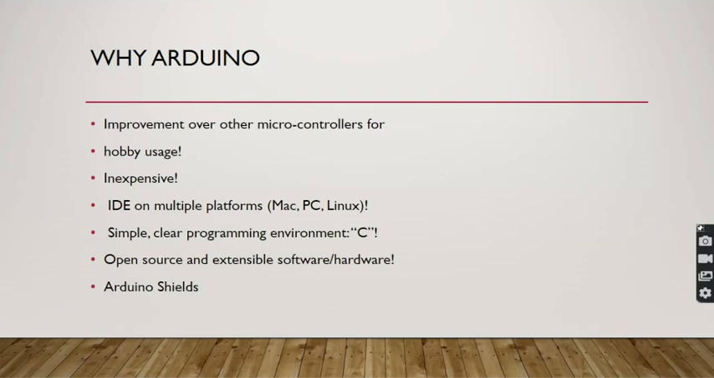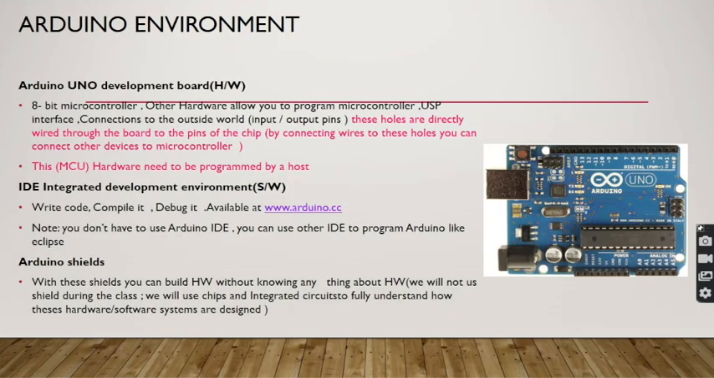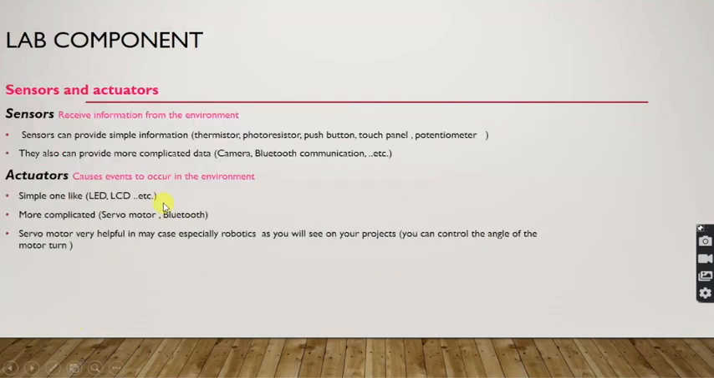Also, in the next semester, I will teach you the second course of embedded systems, where we will explore the FPGA. So the Arduino is a very good place to start. The Arduino environment consists of three parts: the Arduino Uno board, the IDE, and the Arduino shield. With a shield, you can build hardware without knowing anything about hardware. We will not use shields during the class. We will use chips, integrated circuits, to fully understand how these hardware-software systems are designed. The Arduino Uno board and the IDE will be explained in the next slides.